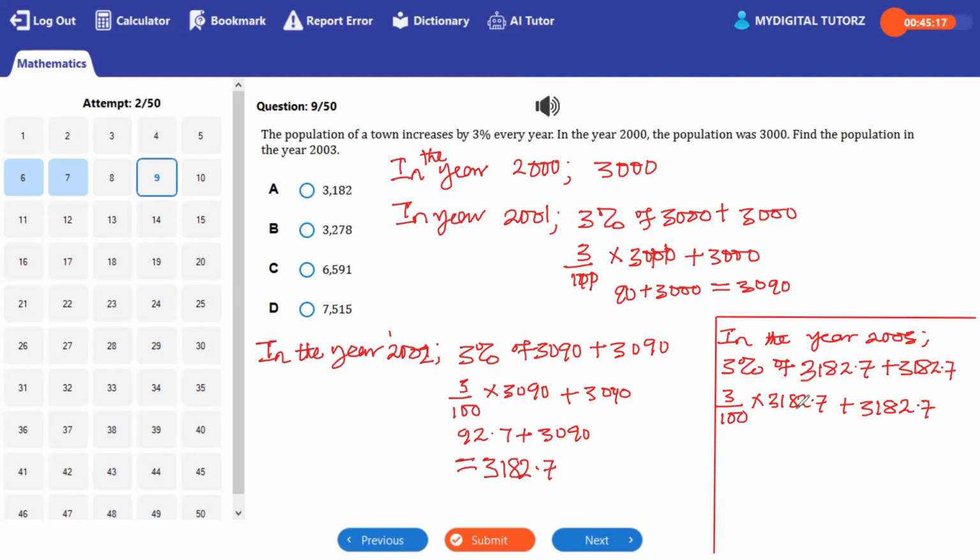If we multiply this together and divide by 100, that should give us about... so press your calculator. 3 multiplied by 3182.7, then divided by 100. That should give us 95.481, then plus 3182.7.